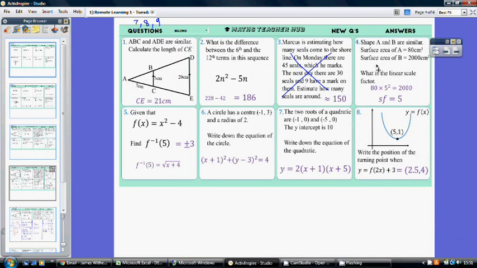So those are the answers. Obviously just check if you've got those right, and then on the next slide, I'll talk you through each of these in turn.